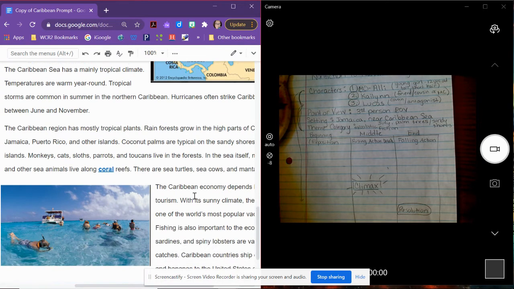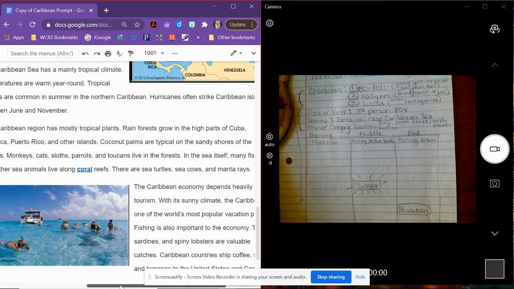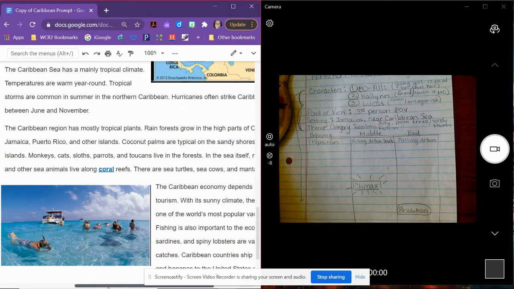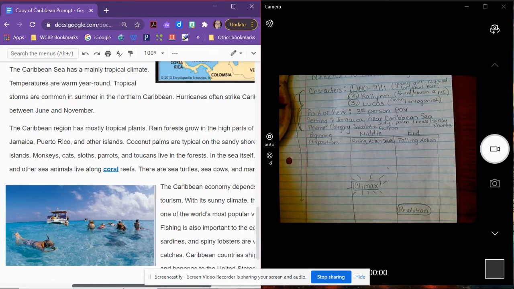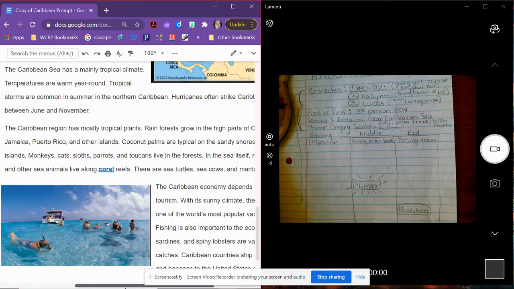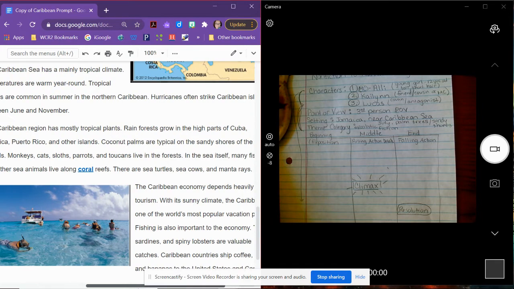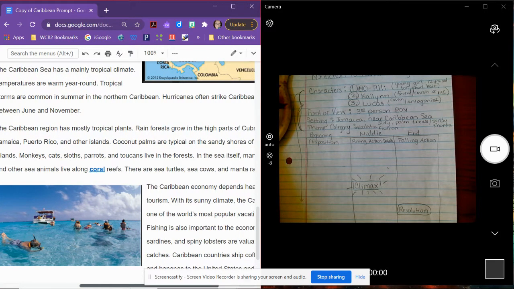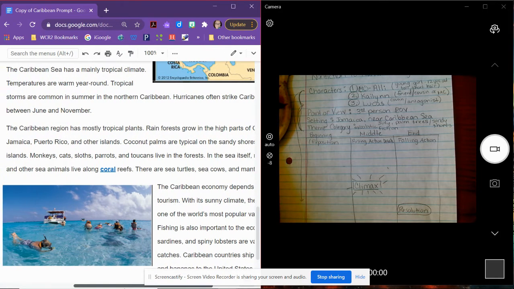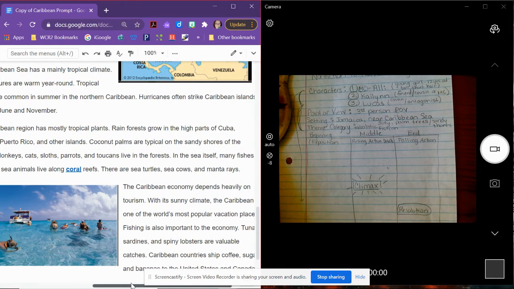The Caribbean region has mostly tropical plants. Rainforests grow in high parts, sorry guys, high parts of Cuba, Jamaica, Puerto Rico, and other islands. Coconut palms are typical on the sandy shores of the islands, and monkeys, cats, sloths, parrots, and toucans live in the forest. In the sea itself, many fishes and other sea animals live along coral reefs. There are sea turtles, sea cows, and manta rays.